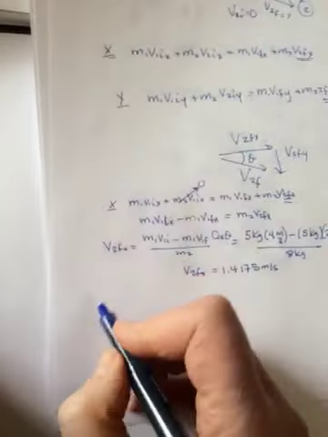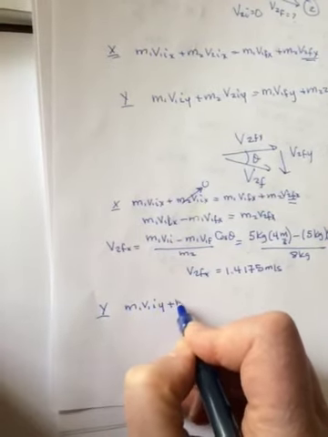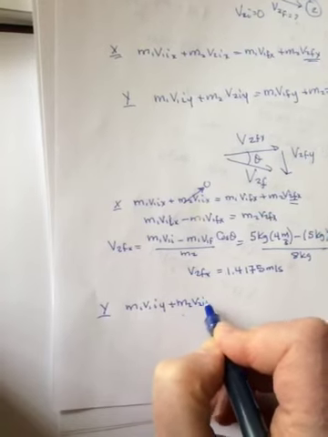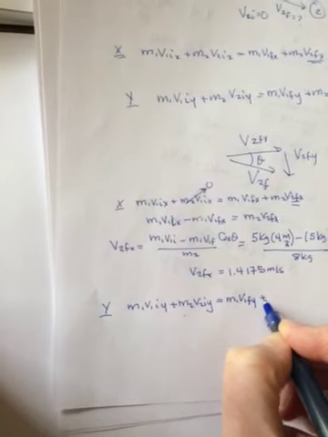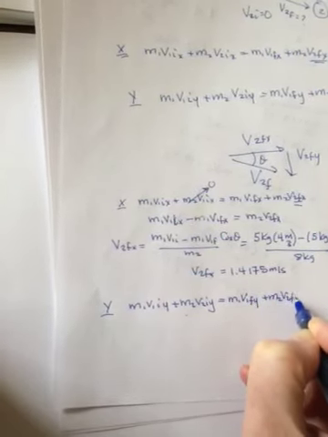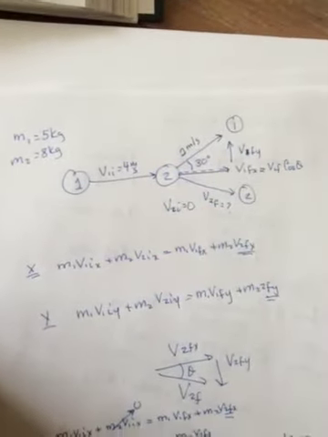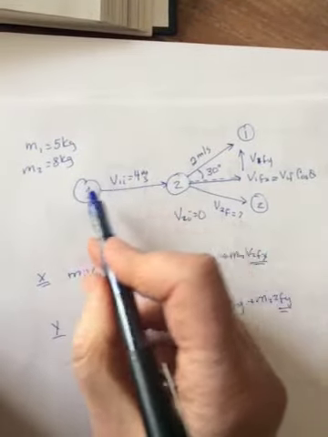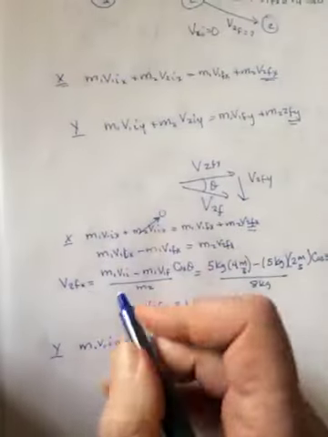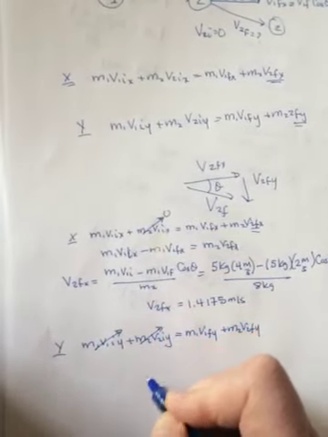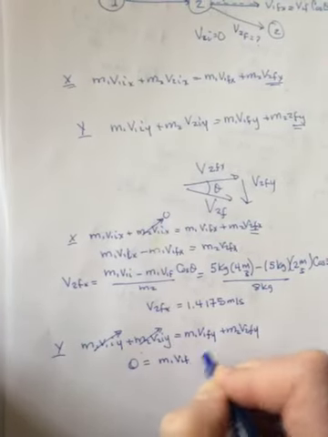And now we're going to do the y. So m1v1 initial y plus m2v2 initial y is equal to m1v1 final y plus m2v2 final y. So we take a look, and in the y direction initially, ball 1 isn't moving in the y, so it actually goes to 0, and ball 2 is not moving at all initially, so it also goes to 0. So both of these terms disappear. So you're left with 0 equals m1v1 final y plus m2v2 final y.